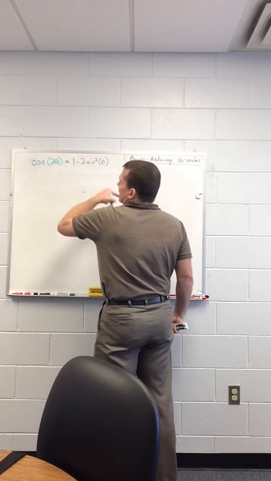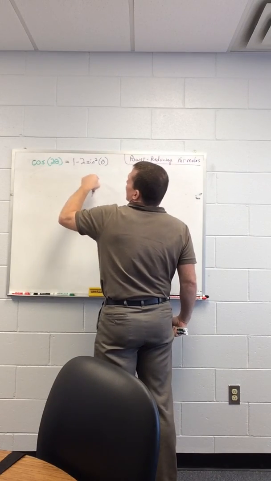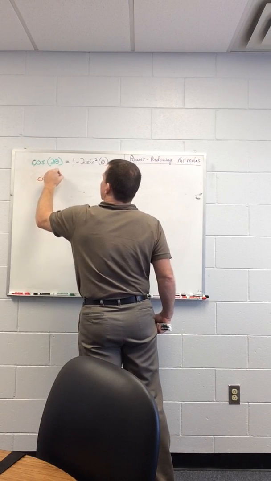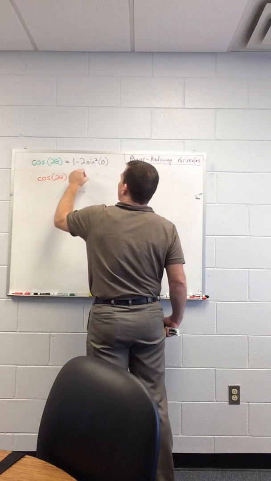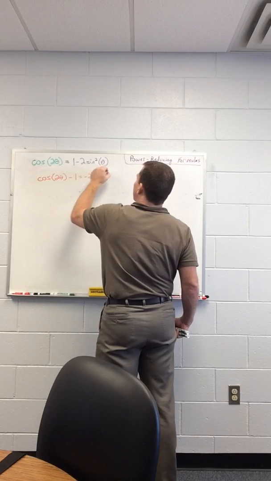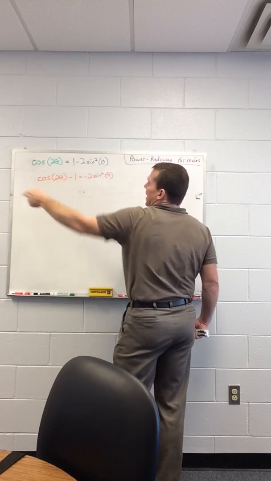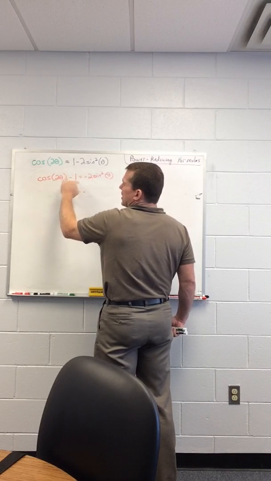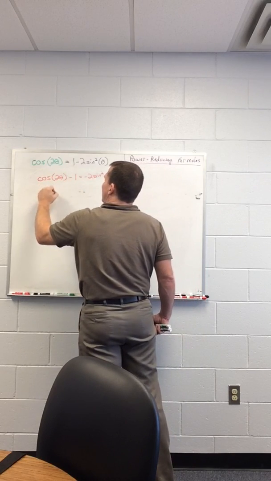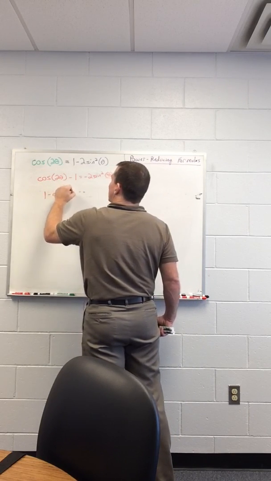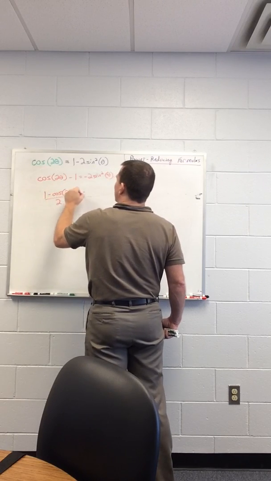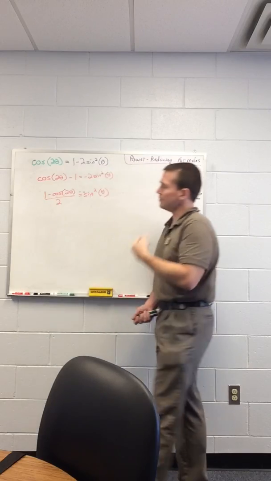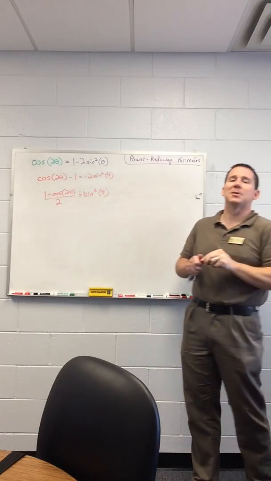And again, this is just an algebra trick. You want to get sine squared by itself, so subtract the 1. So you get cosine 2 theta minus 1 equals negative 2 sine squared theta. And then divide both sides by negative 2. Dividing by the negative will flip the signs of both of these, so I'll just reverse them. And I get 1 minus cosine 2 theta all over 2 equals sine squared theta. And there we go. That's called the power reducing formula.